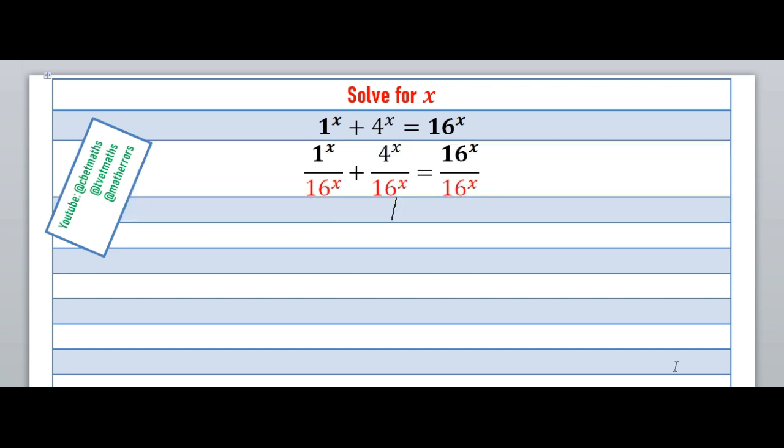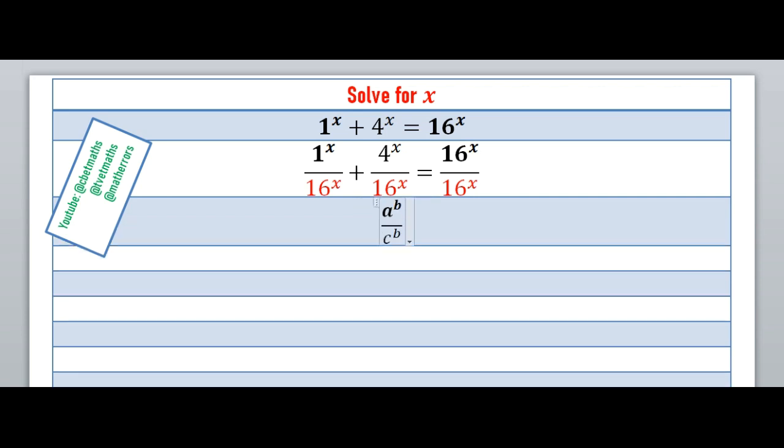The next thing is to use the laws of indices. Remember, if you have a raised to power b over c raised to power b, then that is the same as a over c, all raised to power b.